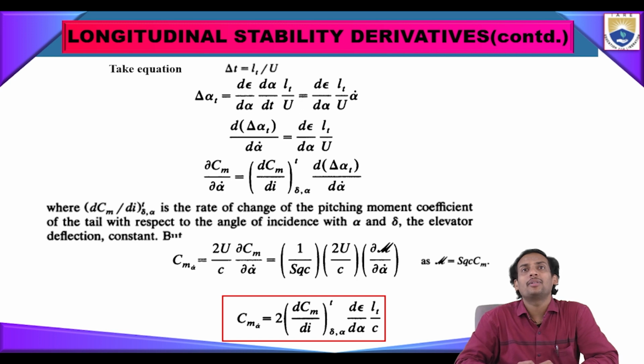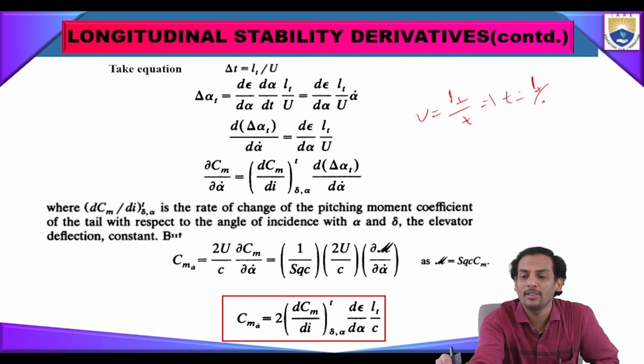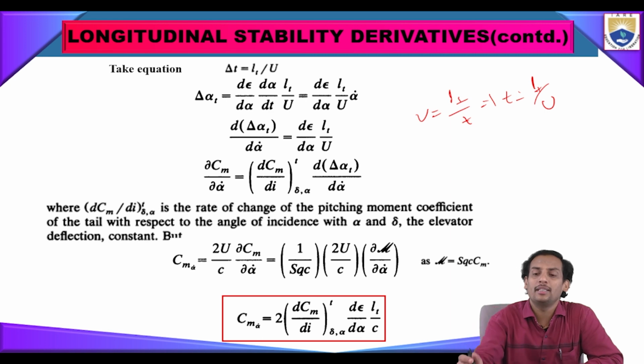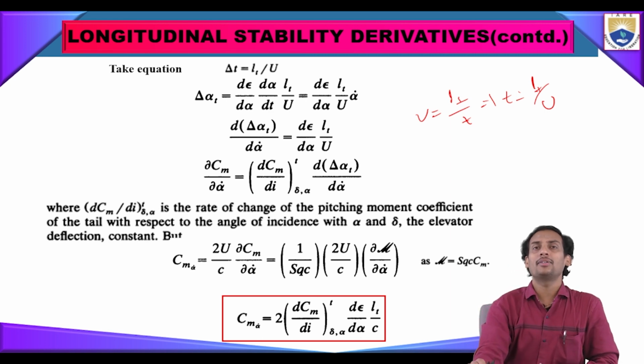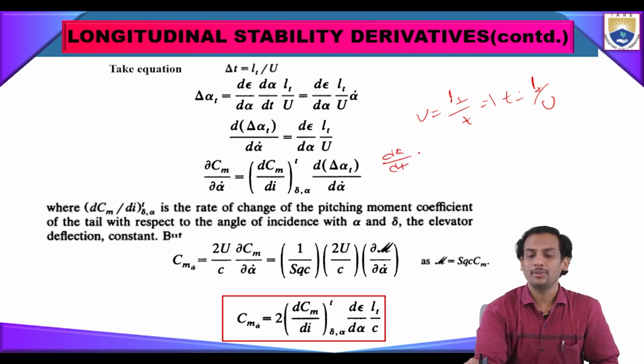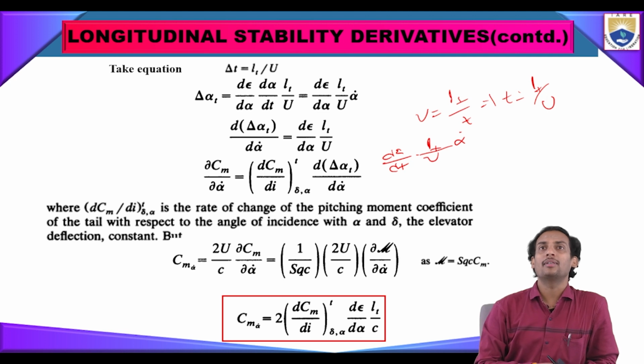So Δt you can take as lt by u, like we said. So if Δt is lt by U, then Δα_t will be dε/dα into dα/dt into lt by U. So then that equation we can write as dε/dt into lt by U into α dot, where dα/dt we write as α dot.